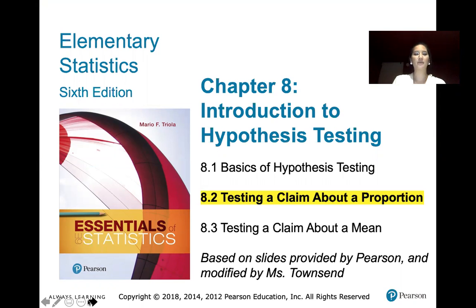In 8.1, we studied the basics of hypothesis testing. We talked about the critical value method and the p-value methods in general. And we actually looked at a couple of examples for sample proportions or population proportions in 8.1. But we're going to get into more of the details of testing a claim about a proportion in lesson 8.2. This is the 8th chapter in Essentials of Statistics, 6th edition by Mario Triola.